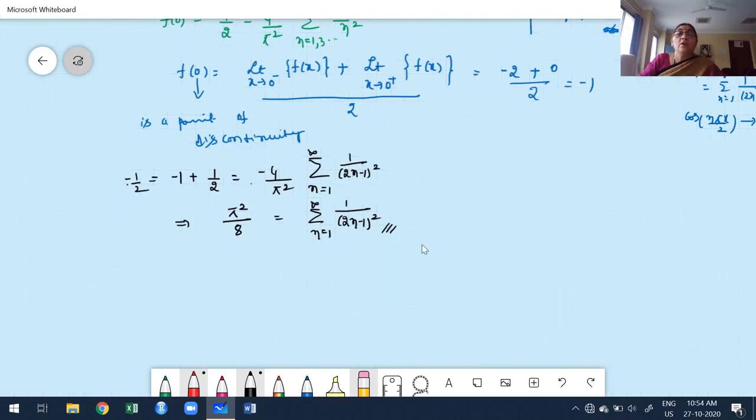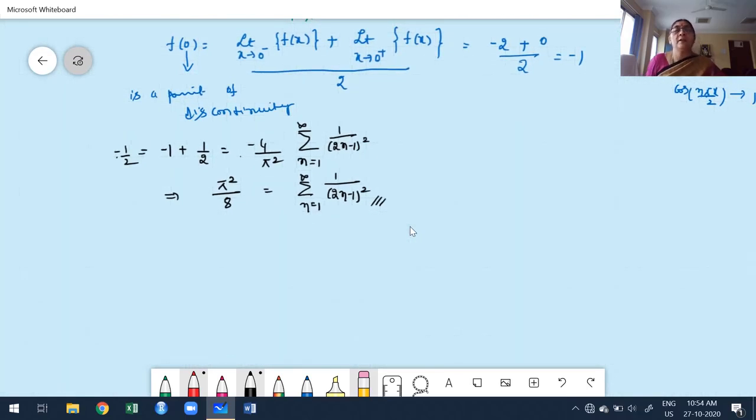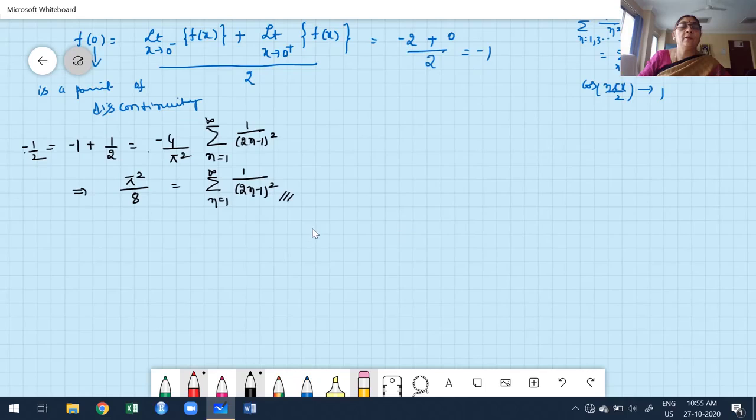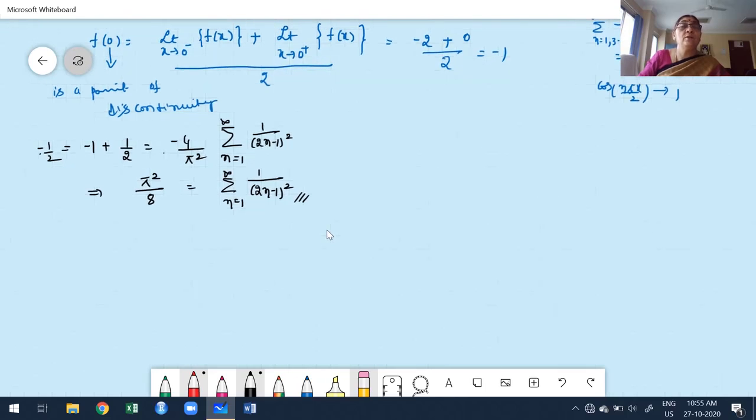Substitute and simplify. Immediately we get the required result: the summation, n ranging from 1 to infinity, of 1 by (2n minus 1) whole square is equal to pi square by 8. This problem is one of the important problems. It has a splitting function that is neither even nor odd, and in the deduced part we choose the value for f of x at x equal to 0, which is a point of discontinuity. In this problem, I explained how to handle a function that is neither even nor odd in the interval minus l to l, and how to find the value of the function at the point of discontinuity.